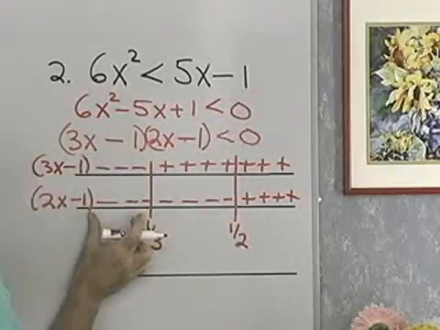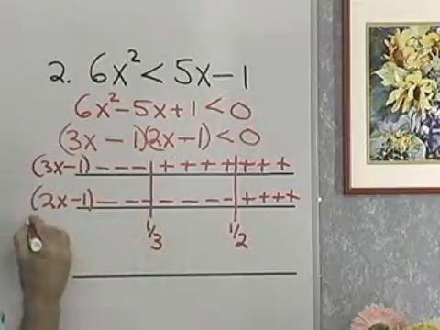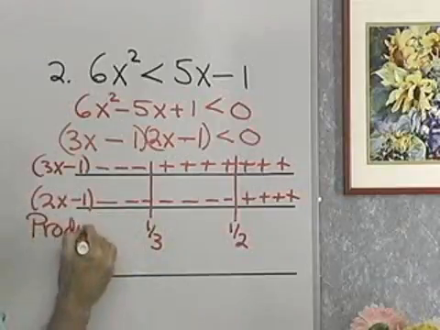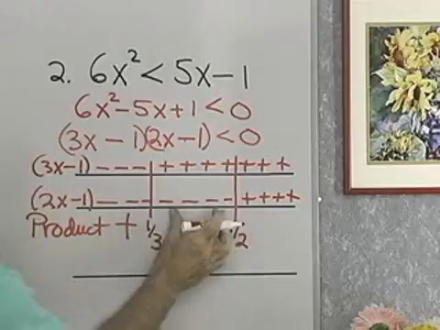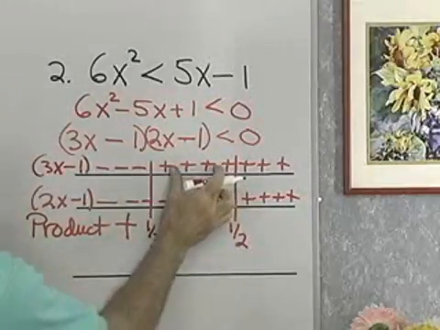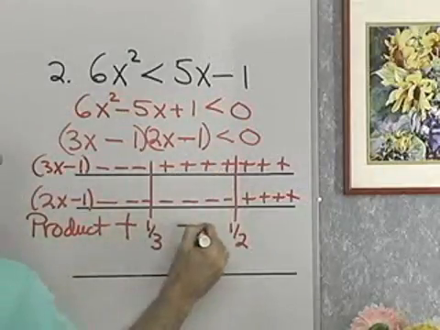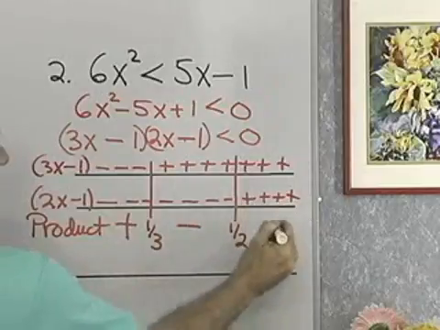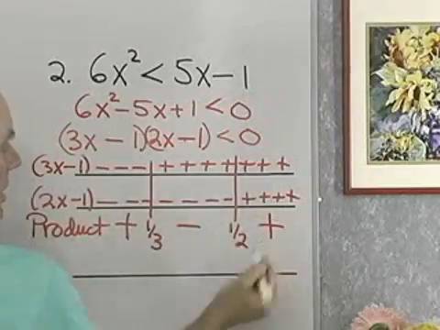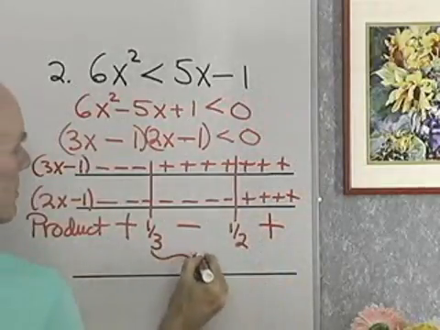I'll look in my regions. There the product is positive. Here in this region, the product is going to be a positive number times a negative number, which is negative. And in this region, the product of two positive numbers will be positive. So I'm looking for this region right here.